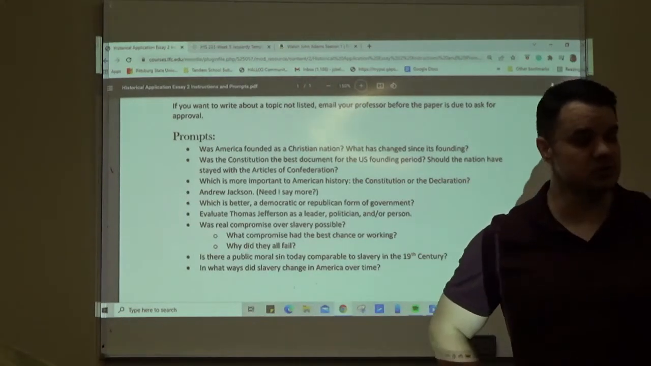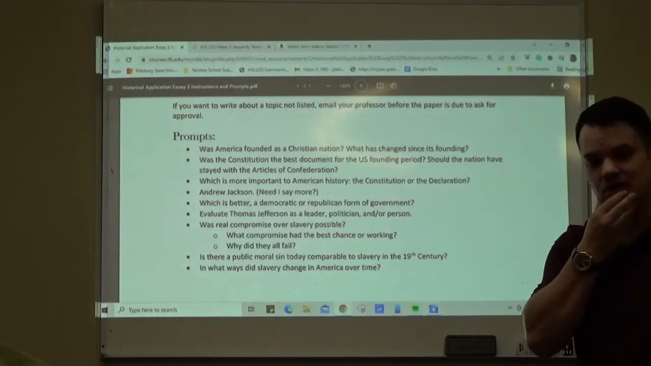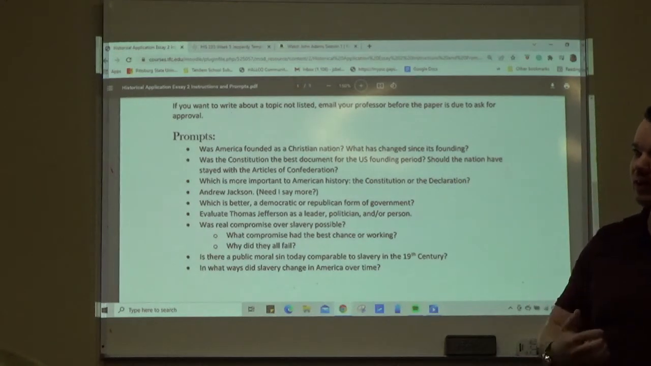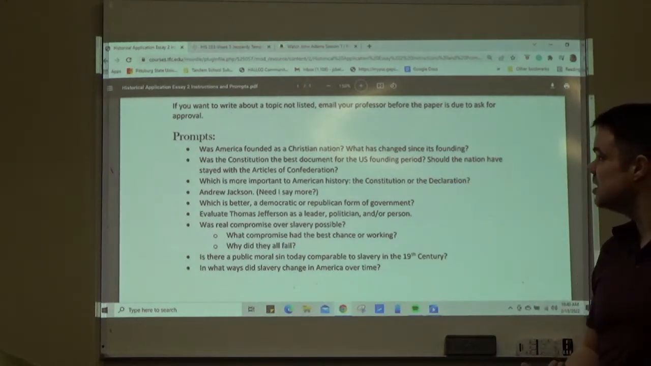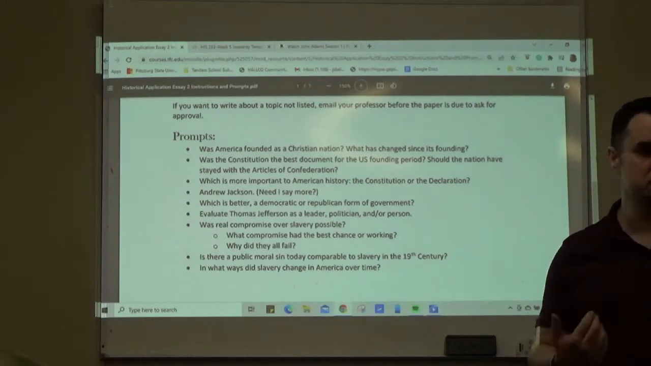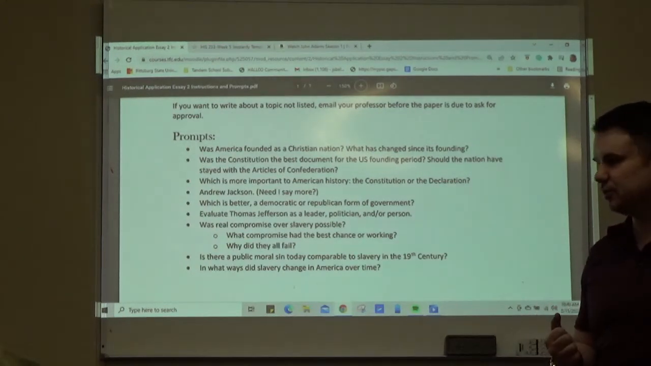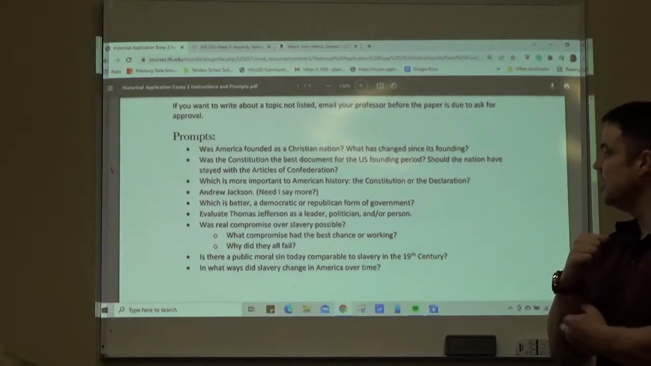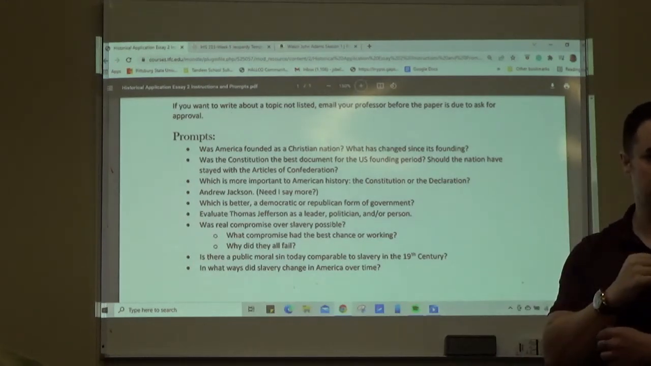Mm-hmm. That's absolutely right. So that's actually a really good one to take a position on, is that many of the founding fathers weren't directly Christian, at least not in the most traditional sense, but they did believe in the Christian Judeo ideals. They also believed in Greco-Roman ideals. Anyone else want to chime in on this one?